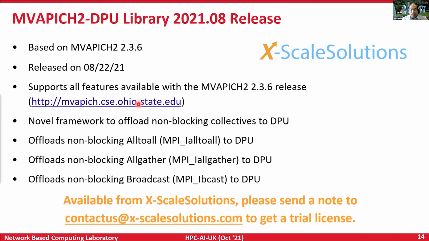This is based on MVAPICH2, the public release version, 2.3.6. So all the features that are there in 2.3.6, you get, but on top of that, you get the support for the DPU. We have implemented at least 3 collectives so far, the non-blocking collectives: all-to-all, all-gather, and Ibcast. And this is available. Anybody who would like to try it on their systems, please feel free to send a note here, and you will be able to get a trial license. We have actually deployed on several clusters, and we are working with those users.